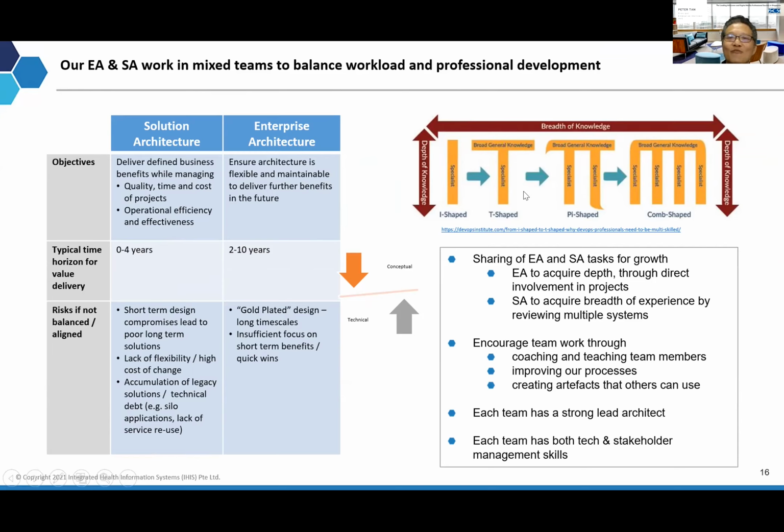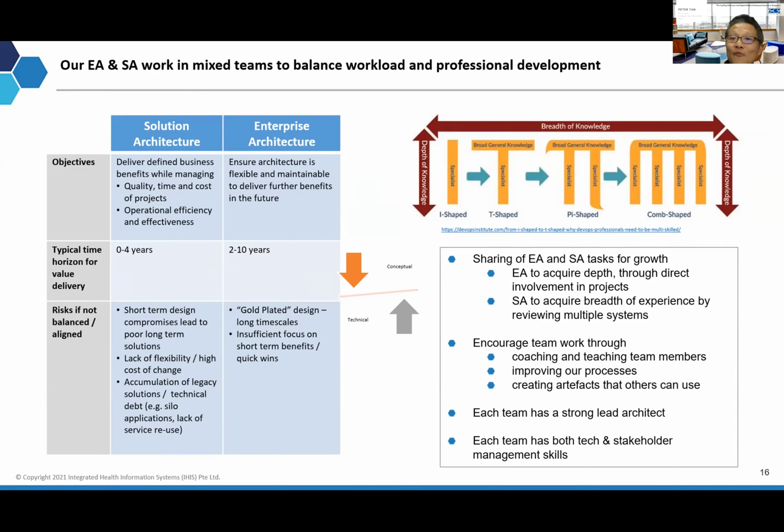But we know that that's not a good thing in the long run. Actually, I just found this recently from the net. This is the first time I've heard of a T-shaped professional and a pie-shaped professional. It's also the first time I heard of this thing called a comb-shaped professional. In short, it just means that we need a bit of both breadth and depth. It's not just an individual thing alone.